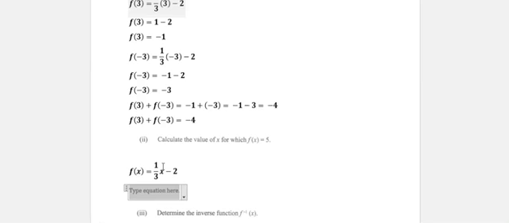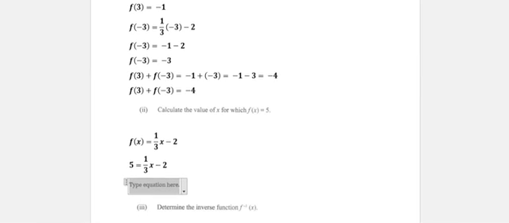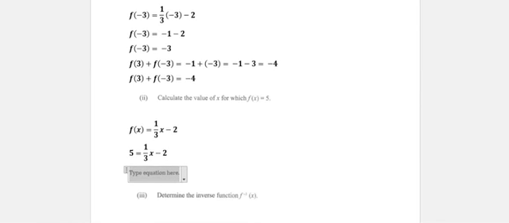So again, substitution. Wherever we see f of x, we're going to replace it with 5. So what we'll have is 5 is equal to 1/3 x minus 2. And we're now basically going to make x the subject of the formula, or basically solve for x. So we have minus 2, and that is the first component that we're going to remove. It is subtracting here, so we're going to add 2 to both sides of the equation.